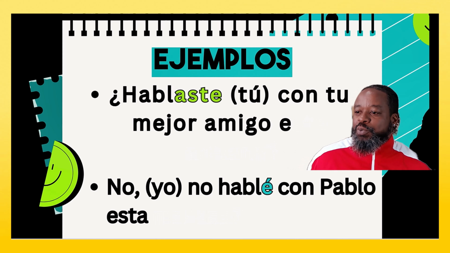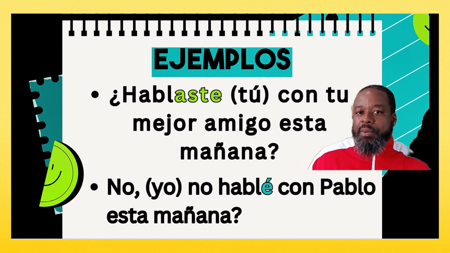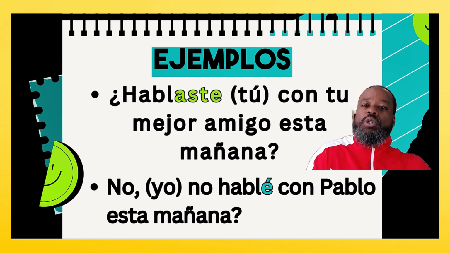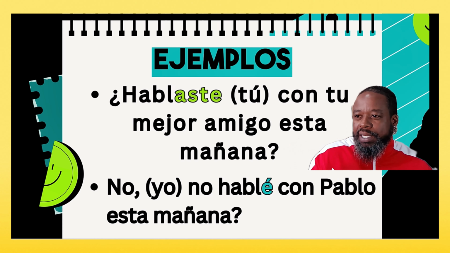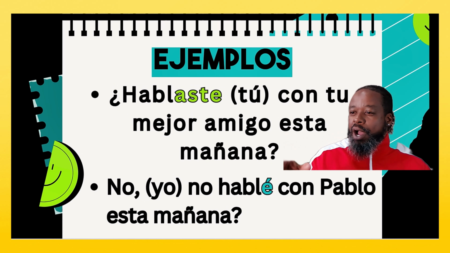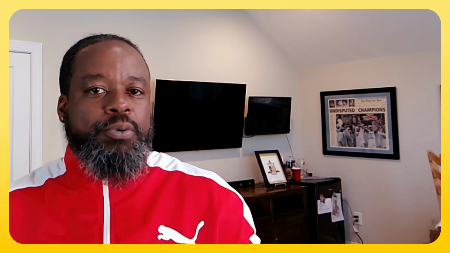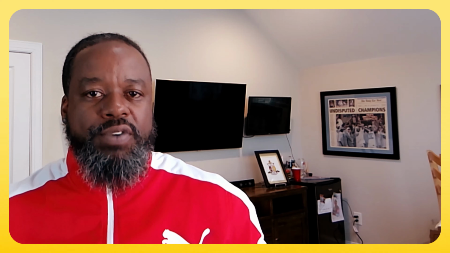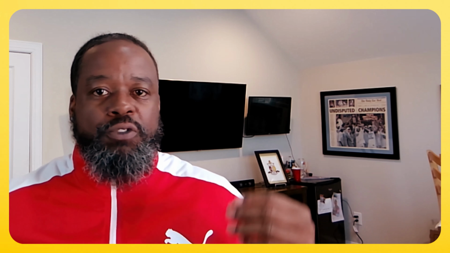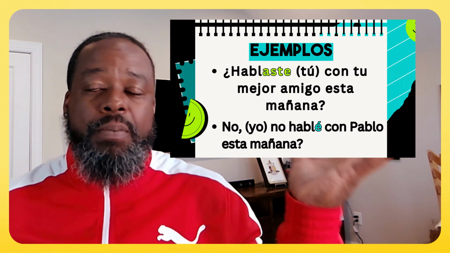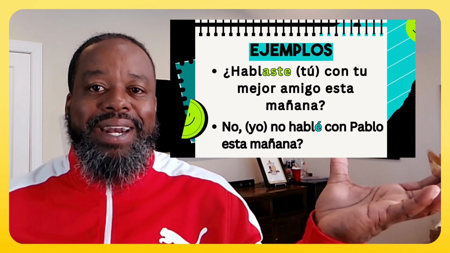Y aquí tenemos la respuesta. No hablé con Pablo esta mañana. No, I didn't talk to Pablo this morning. But jot down the information that you see here, specifically the color-coded endings and how they are going along with either our verbos que terminan en er o los verbos que terminan en AR. So what's different about the two examples that we see on the screen in these two conversations? Entonces las terminaciones verbales son diferentes. Aquí tenemos los verbos que terminan con AR y aquí tenemos los verbos que terminan con ER.